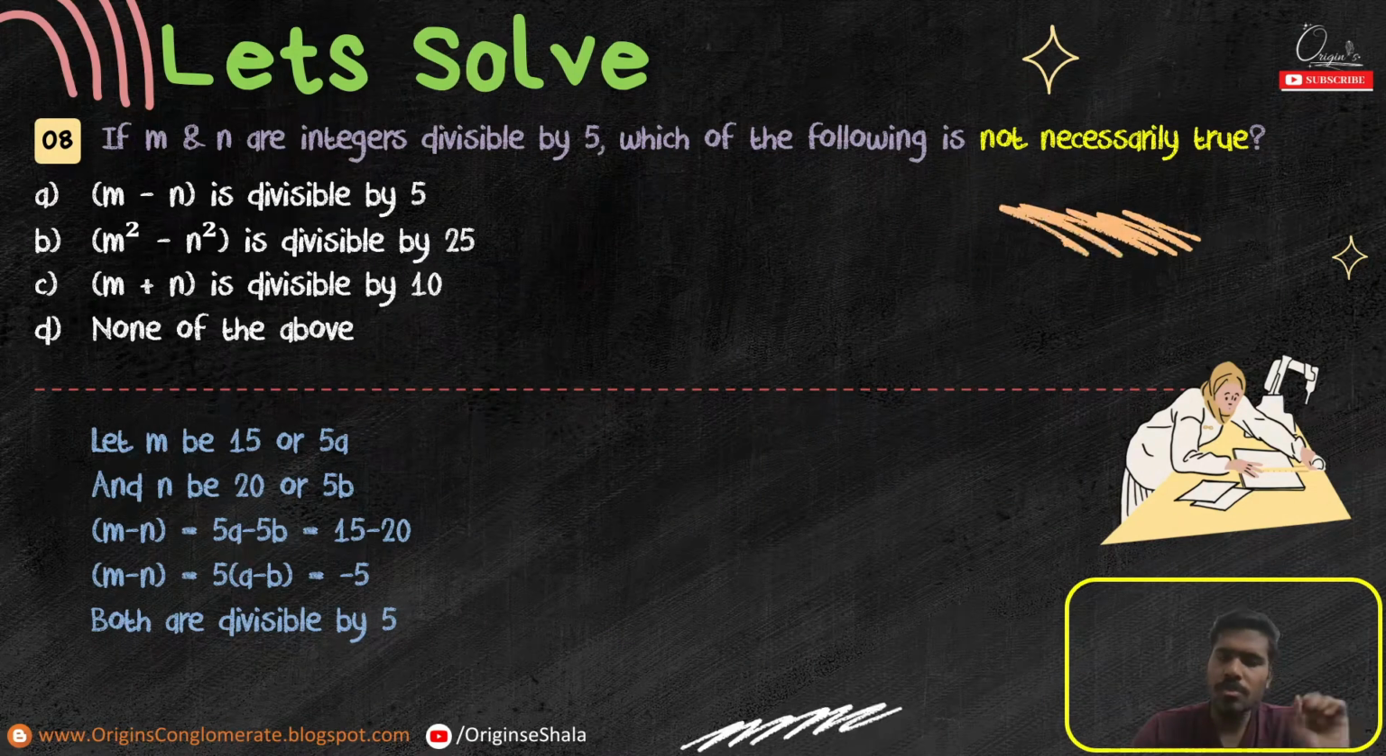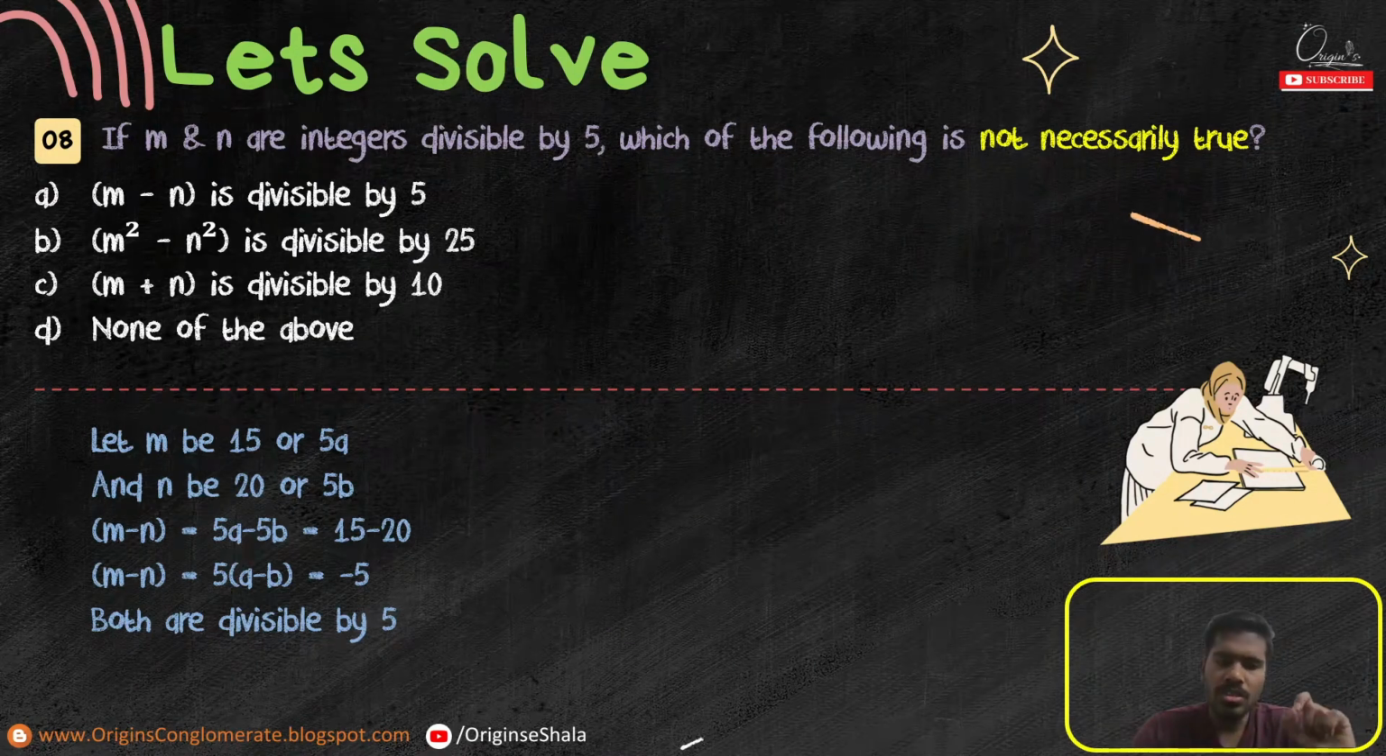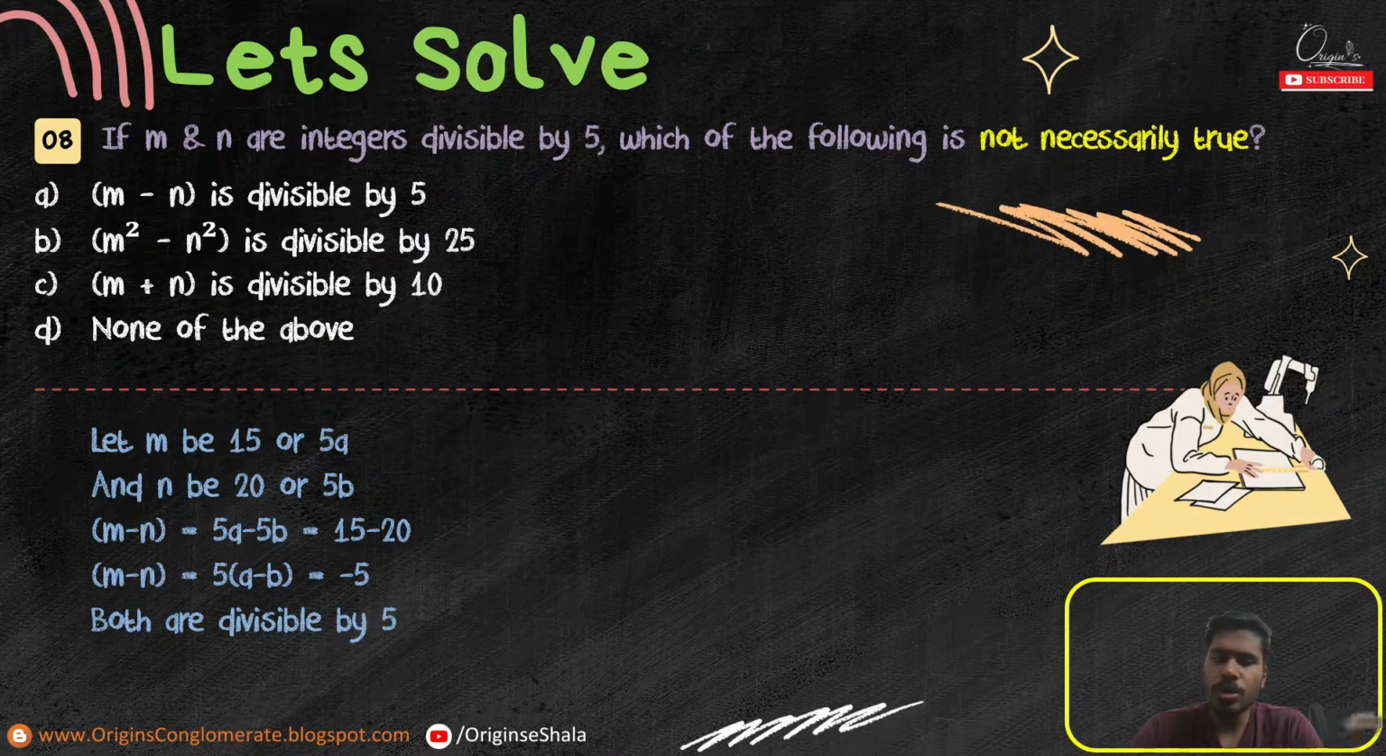If you look at the simplified variable version, you will notice that 5 is coming out as the common factor of the difference which I am getting, 5 times a minus b. So no matter what numbers, a and b can be anything, but this constant 5 will always be there as the common multiple. So this proves that whatever the value will be, it will always be a product of 5. That means it will be divisible by 5. That means the first scenario you can just eliminate.